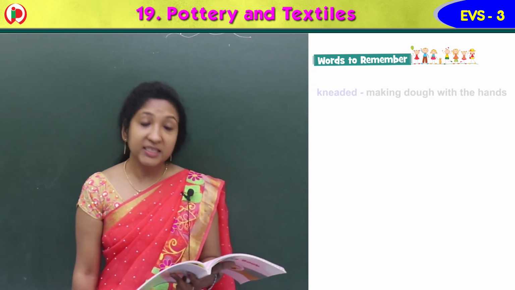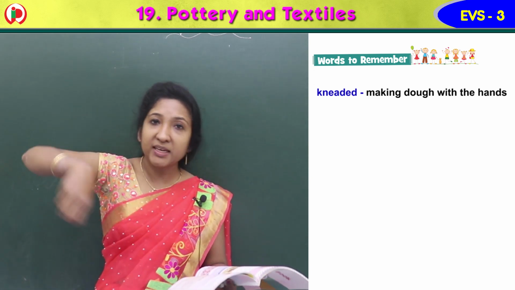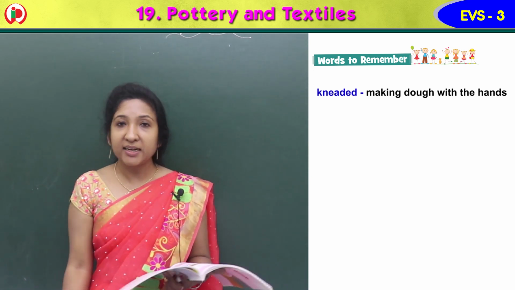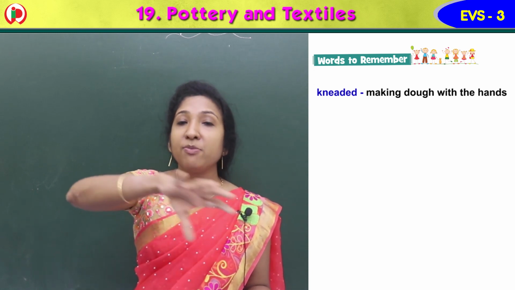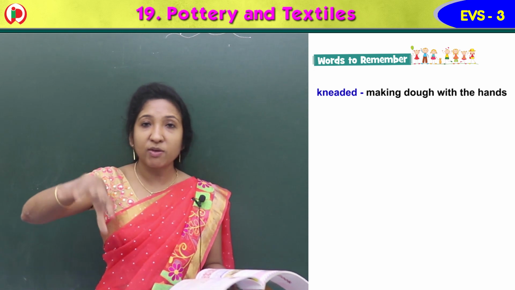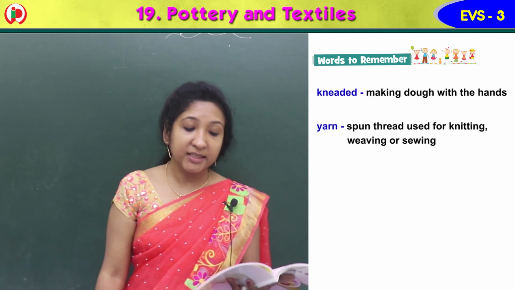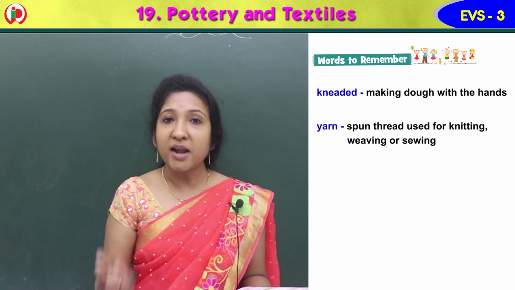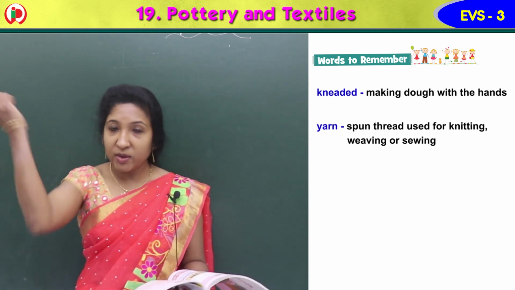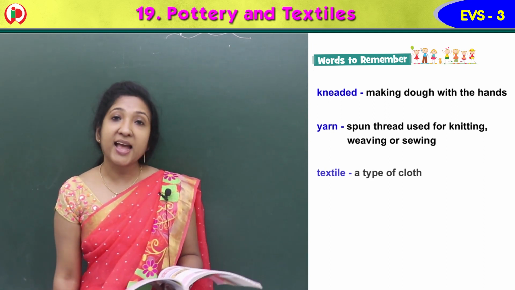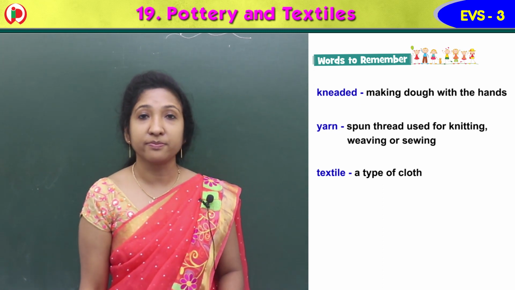Words to remember. Kneaded means making dough with hands. With hands we will make the dough. It is called kneading or kneaded. Chapati flour, how we make it: the flour and water mix, we make a dough, and using hands we will knead it. Yarn, spun thread used for knitting. Yarn means it's a thread that we use for knitting, weaving or sewing. Textile is a type of cloth.